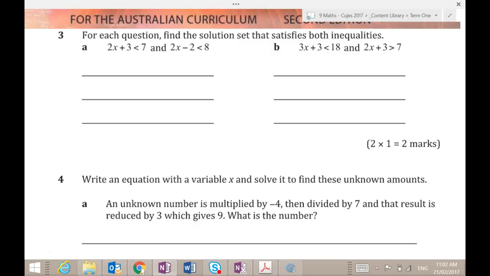Alright, so this one here, find the solution set that satisfies both inequalities.